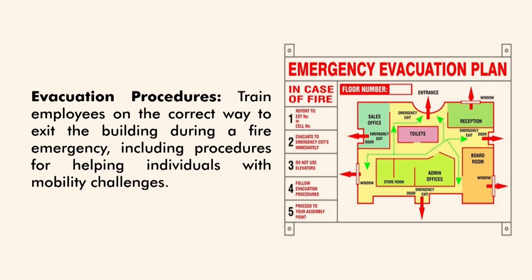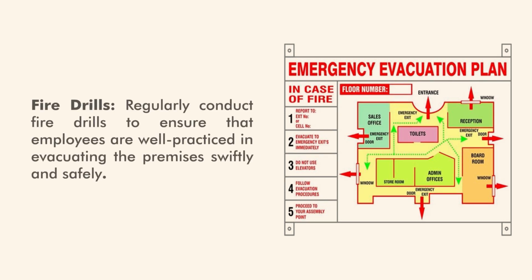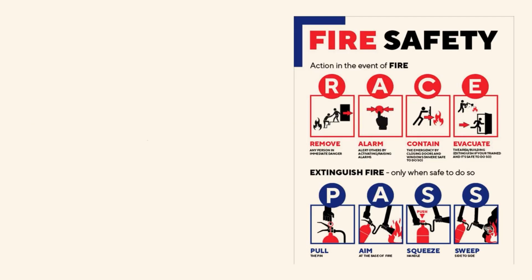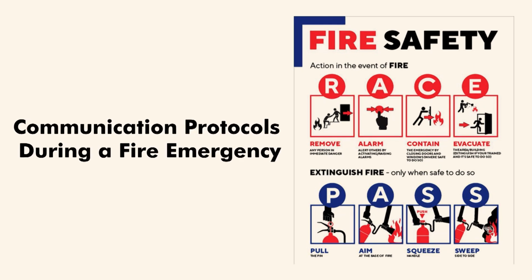Next one is evacuation procedure. Train employees on the correct way to exit the building during a fire emergency, including procedures for helping individuals with mobility challenges. Next one is fire drills. Regularly conduct fire drills to ensure that employees are well practiced in evacuating the premises swiftly and safely. Next one is communication protocol during a fire emergency.